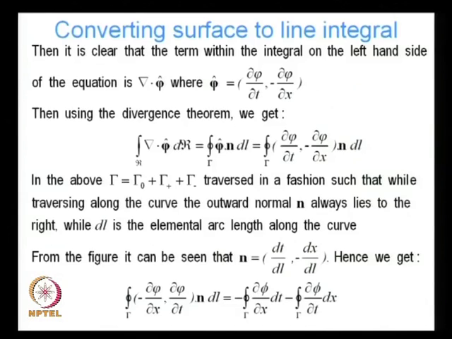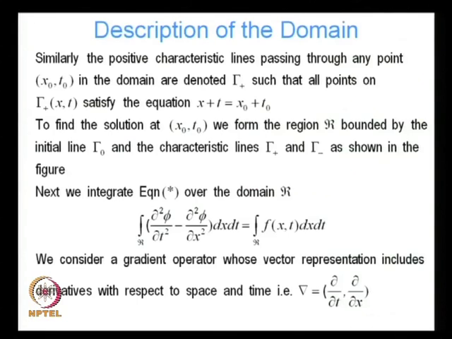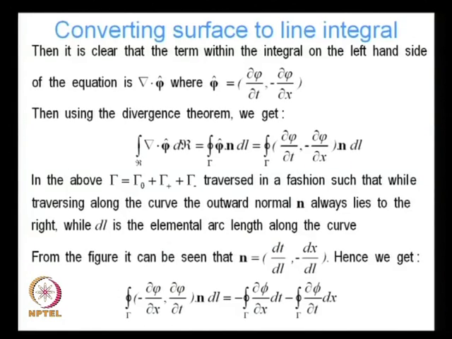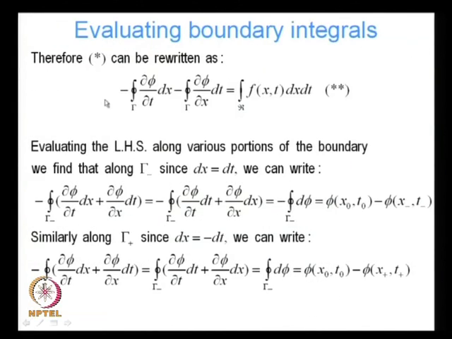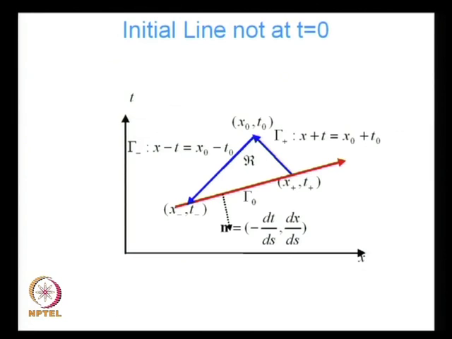Therefore, we can write my equation, which was this equation, as this integral, and the integral of f of x, t over the region R. So, now we are going to evaluate this integral along various portions of the boundary. First, we are going to evaluate it along gamma minus, and along gamma minus you will see that this line has got slope 1.